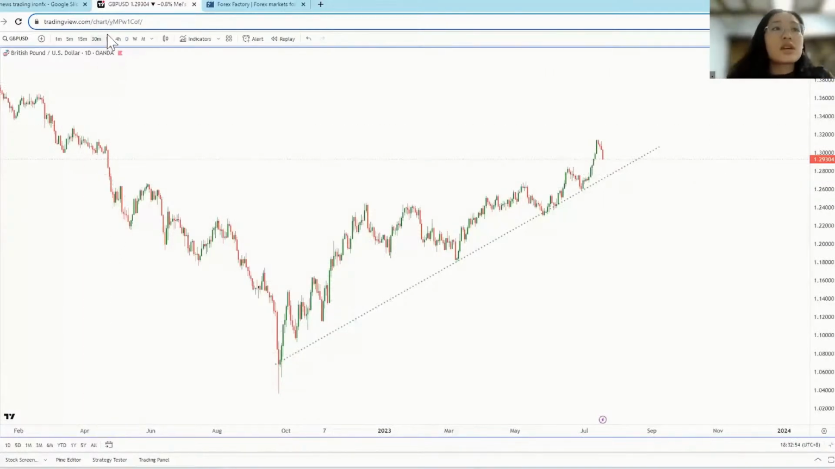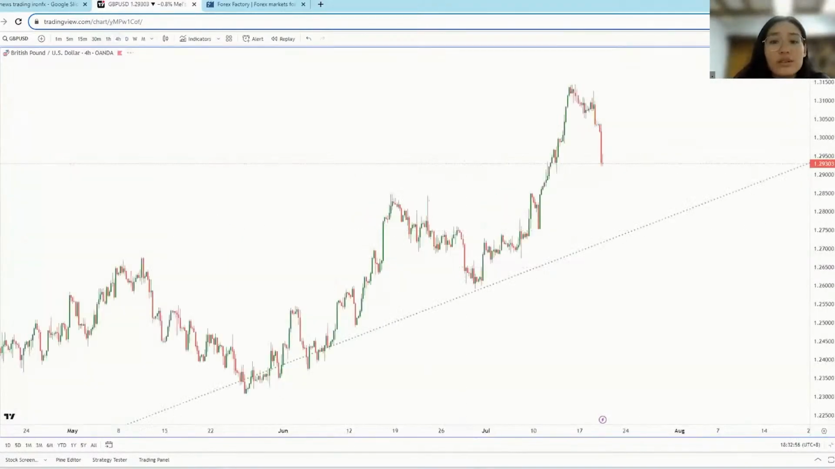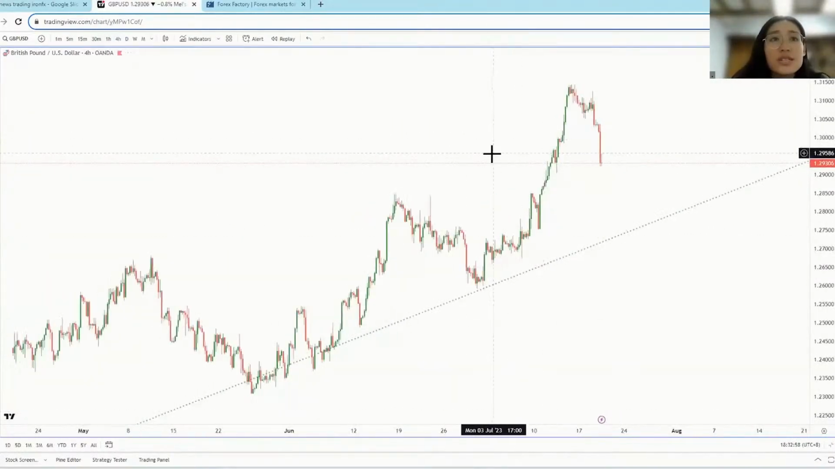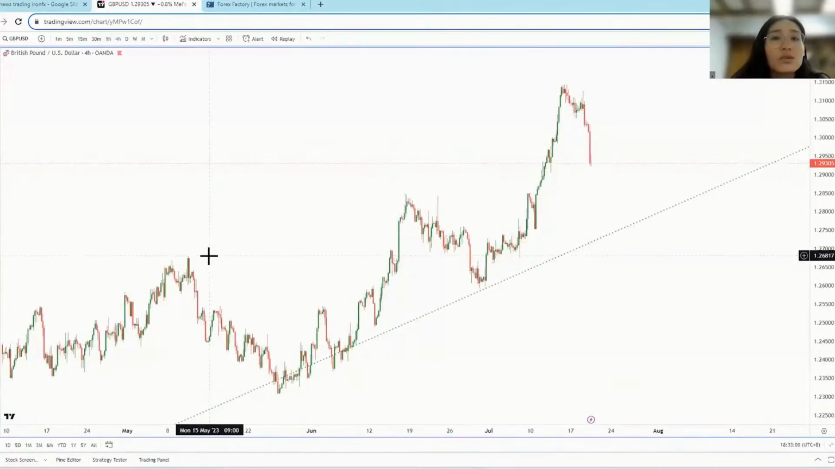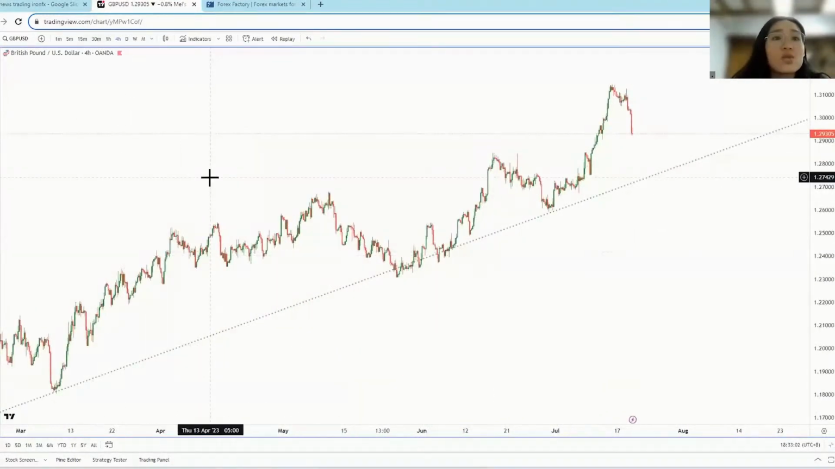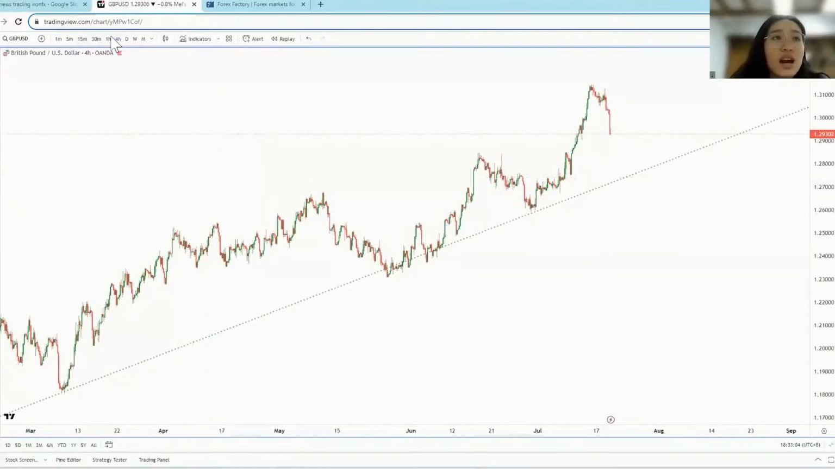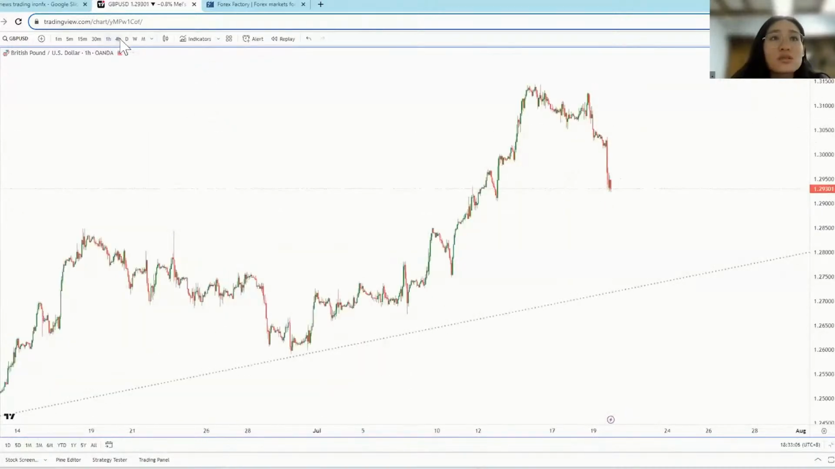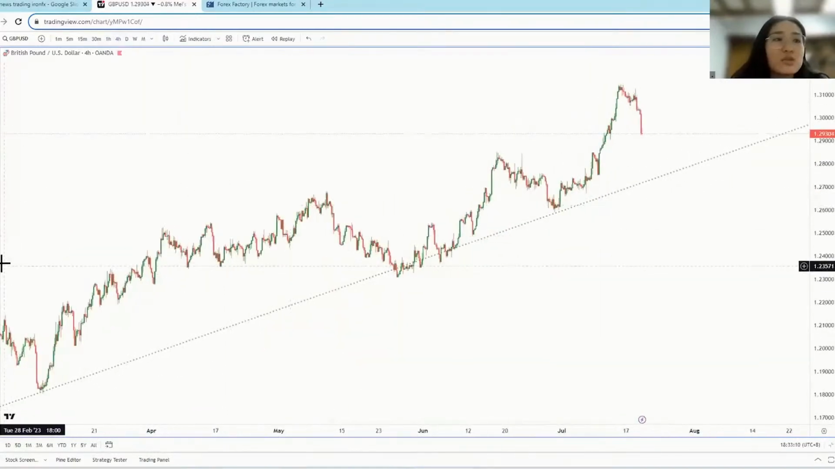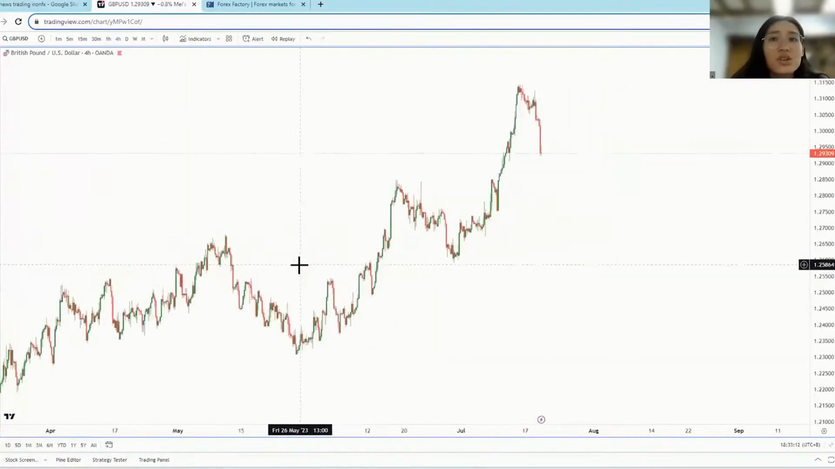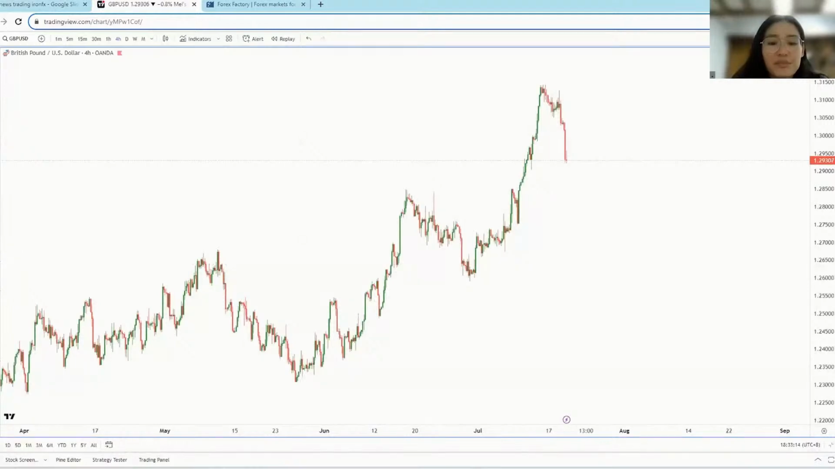Now let's take a look at either the 4 hour or 1 hour time frames. How we decide between 4 or 1 hour is by looking at how clear the charts are. In this case, both of these charts are pretty clear, so I'm just going to go ahead and analyze this on our 4 hour time frame.